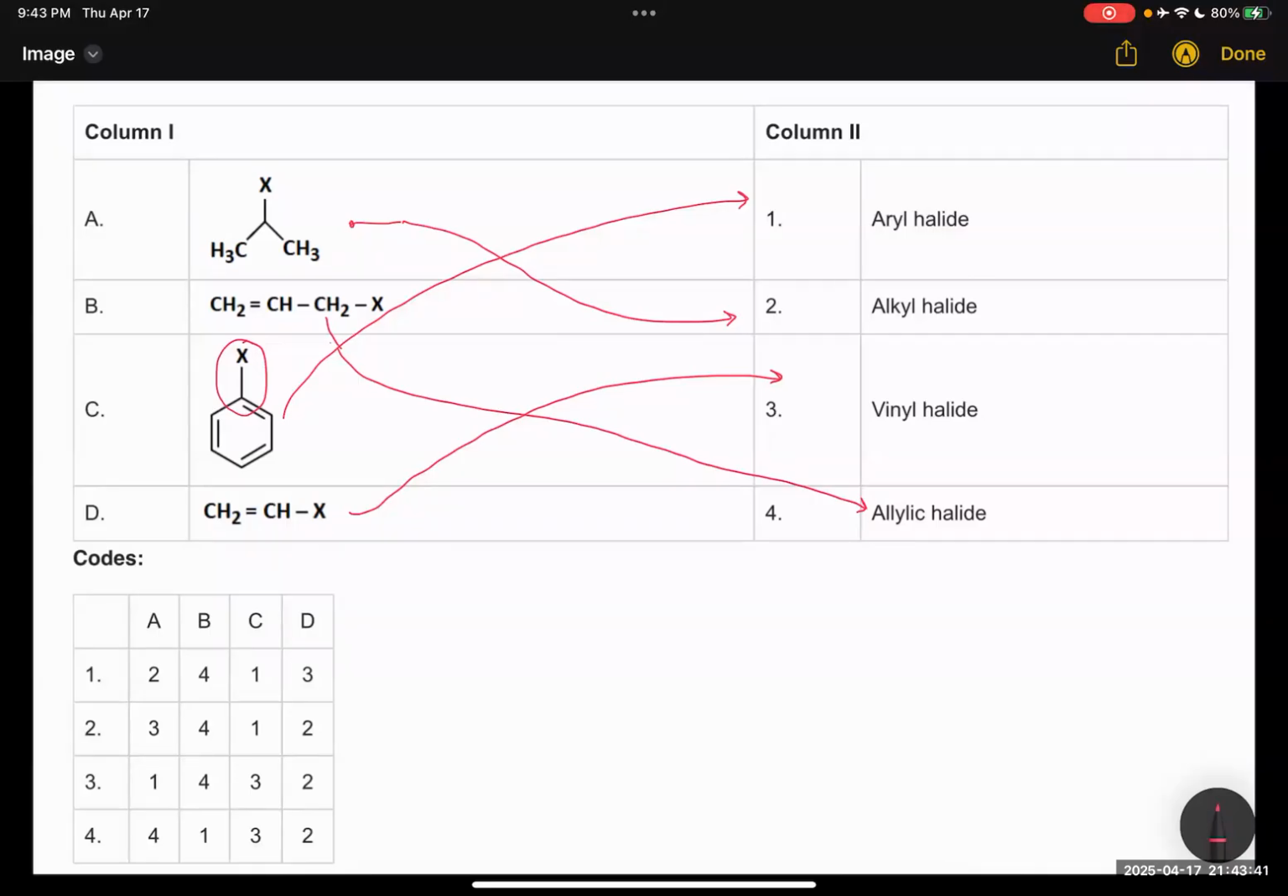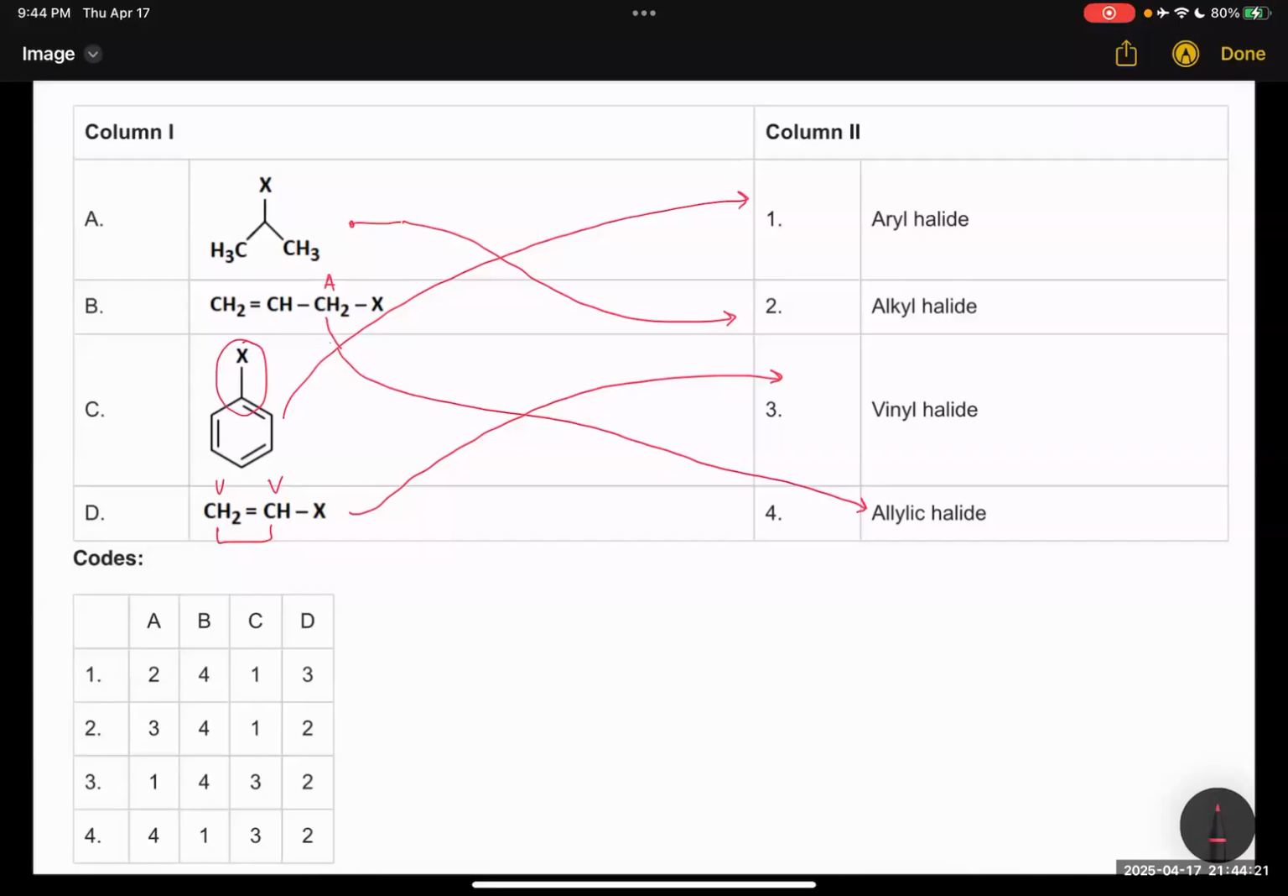So now I hope all the four categories are clear. Directly connected to benzene is aromatic halide or aryl halide. If it is a carbon next to benzene, that is benzylic. We do not have any benzylic halide. If it is a normal double bond, it is vinylic. These carbon atoms are vinylic. And if it is next to a double bond, that is allylic.